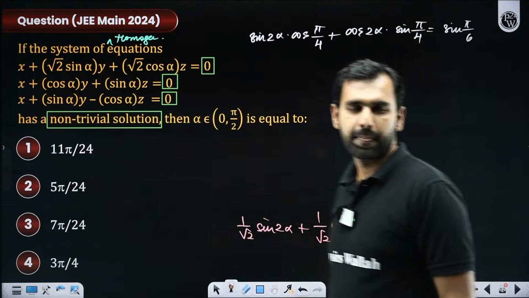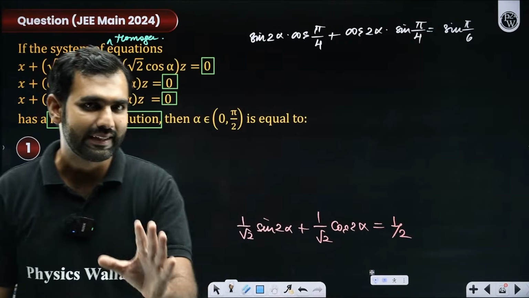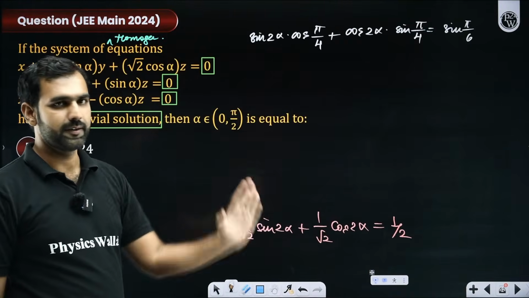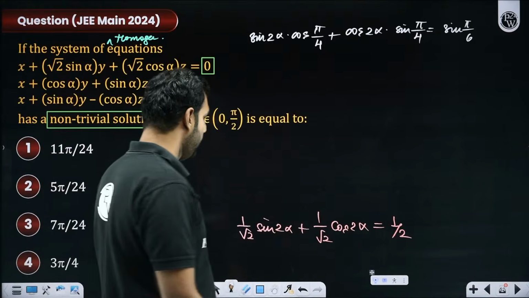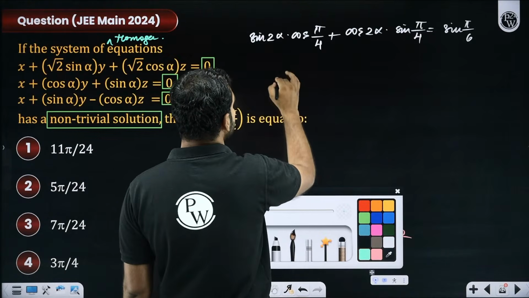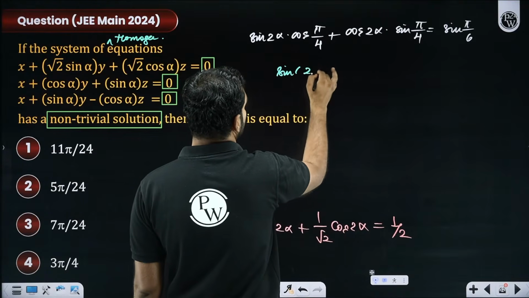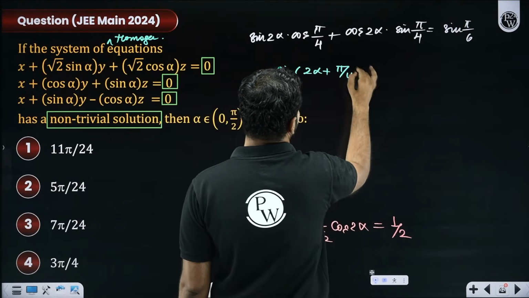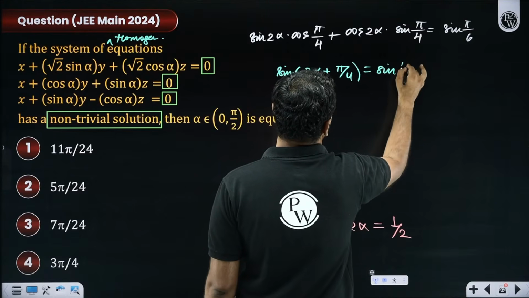Tell me honestly, are you all listening and understanding whatever is being done comfortably? Now, with this, I think I have the result. sin A cos B plus cos A sin B is sin(A plus B). So this is sin(2 alpha plus pi by 4), and that is sin pi by 6.